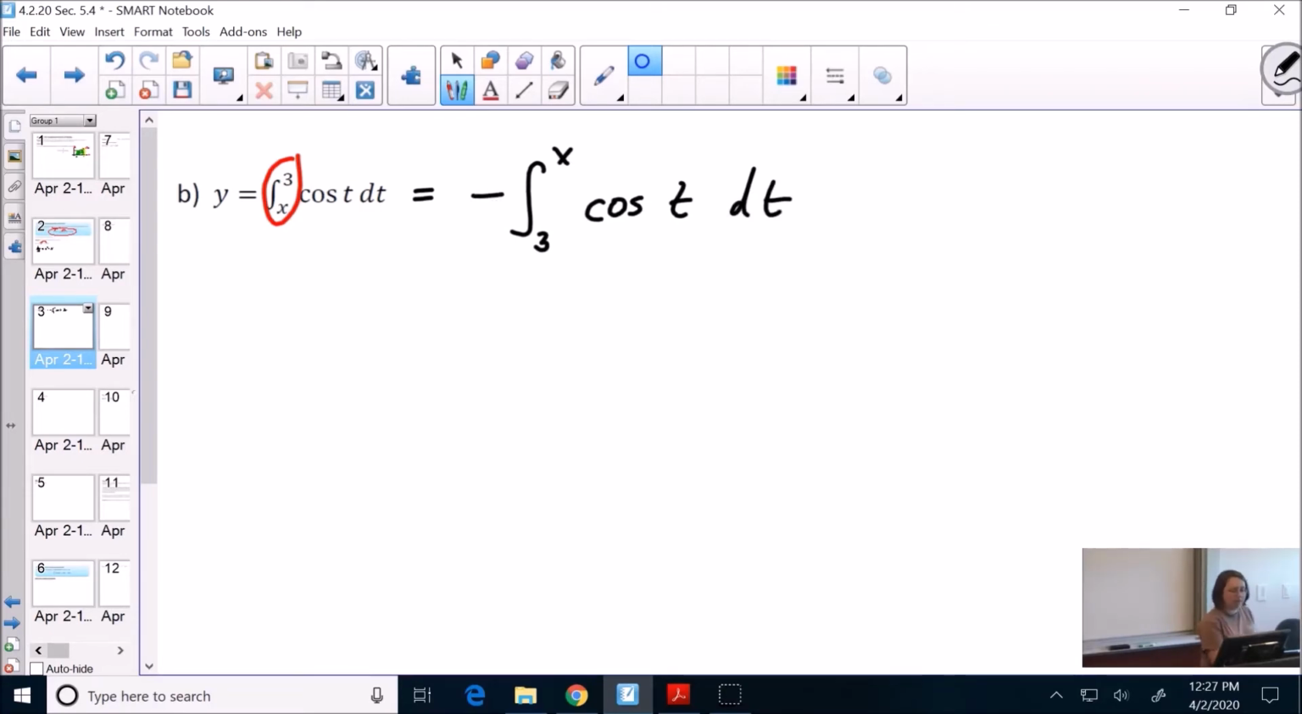Put a negative out front. Very good. To switch your limits of integration, you have to change the sign of the integral. Alright, now the fundamental theorem of calculus can apply.